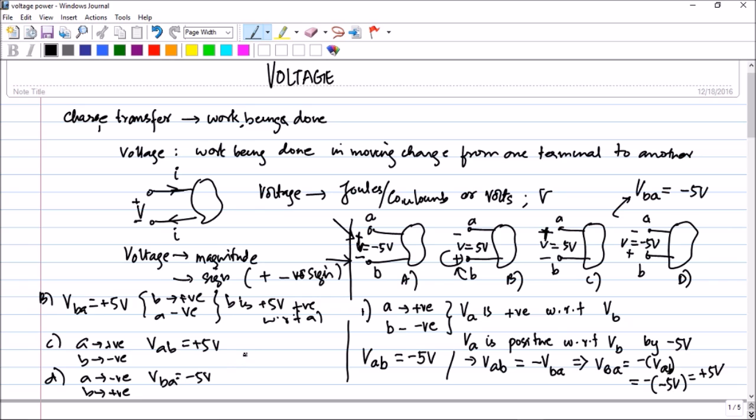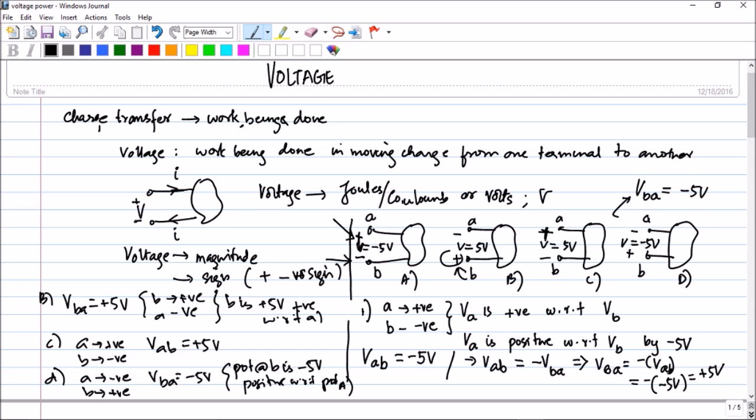So let me take VBA, that is equal to minus 5 volt. So what is this? The reference is given to be plus to B and minus to A. So that means the potential at B is minus 5 volt positive with respect to potential at A. Okay, so for this I can tell that VB is positive with respect to VA by minus 5 volt.